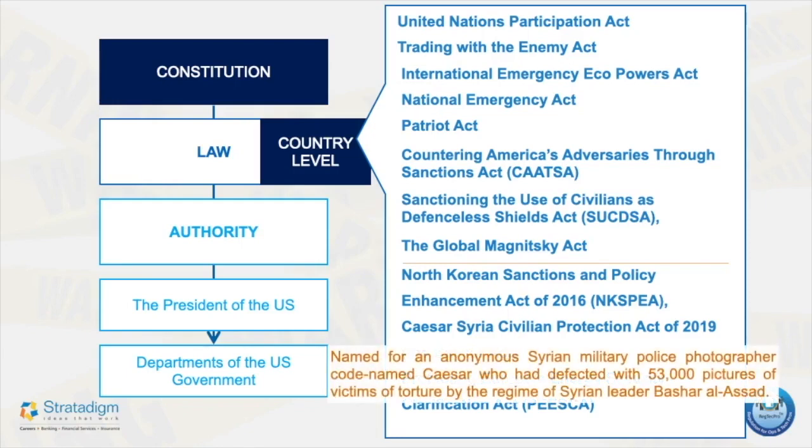Just as an aside, Caesar is the code name for a defector who shared 53,000 pictures of the victims of torture by the regime of the Syrian leader Bashar al-Assad, triggering the desire in the US to go whole hog in pursuit of regime change in Syria, so that the act is named for this military police photographer who defected.